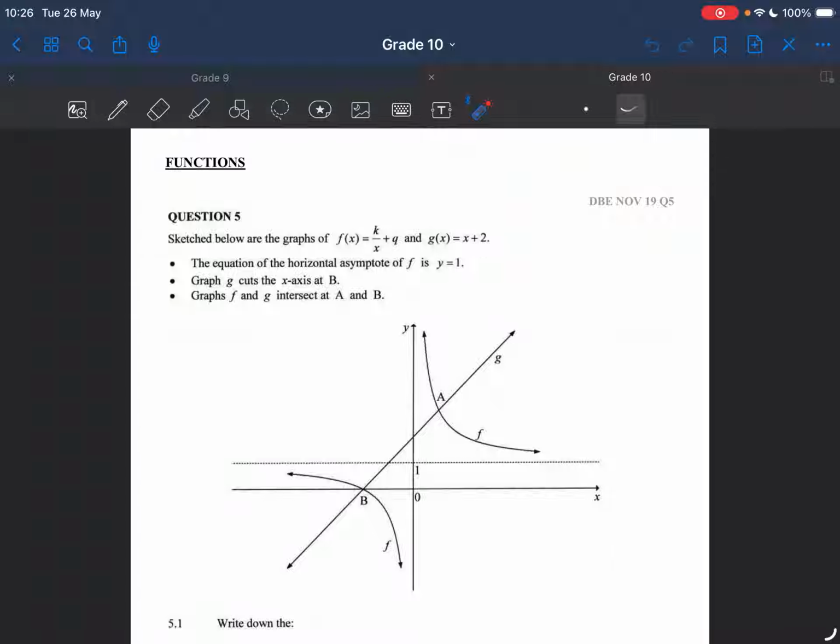So this would be the hyperbola. That looks like a hyperbola. And g of x is equal to x plus 2. So this is a straight line graph which we have over here. So the equation of the horizontal asymptote of f. So f has a horizontal and a vertical asymptote. Okay, so the horizontal asymptote is y is equal to 1. So it's this here. And we have another asymptote running straight down the middle.